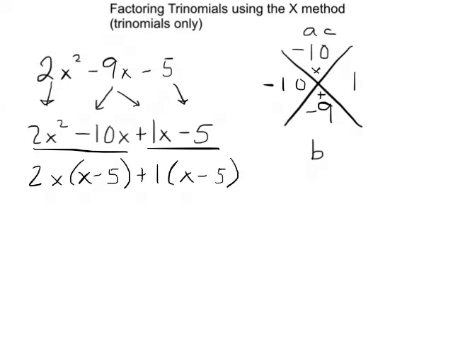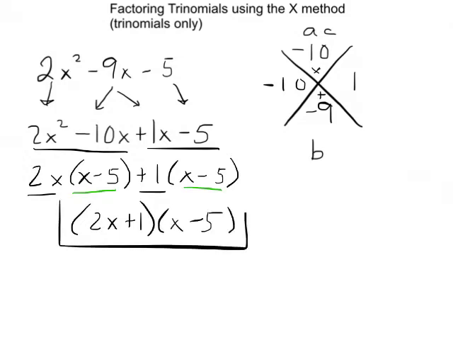And at this point, as I've mentioned before, we get this built-in check. At this point, these two expressions should be the same. If they're not, something's wrong, go back. But they are the same. So I just pull these two terms together, 2x plus 1 times x minus 5. And yay, we're done with the x method.